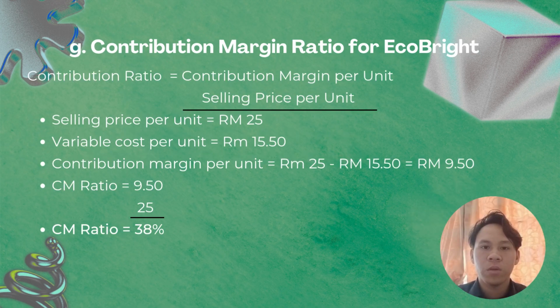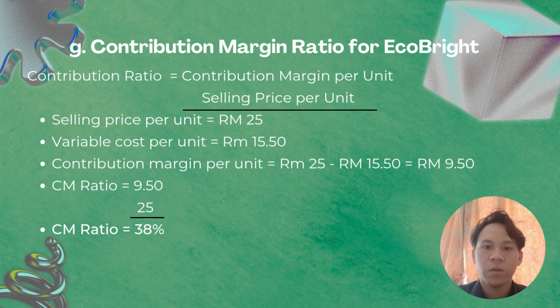Question G. The contribution margin ratio. First, we calculate the selling price per unit. Total sales is 1,250,000 ringgit. Units sold are 50,000. So selling price is 25 ringgit per unit. Next, we calculate the variable cost per unit. Total variable cost includes production cost of 625,000 ringgit and commission of 150,000 ringgit, which equals 775,000 ringgit. Divide that by 50,000 units. We get 15 ringgit and 50 cents per unit.